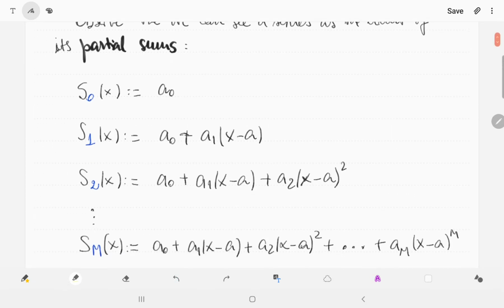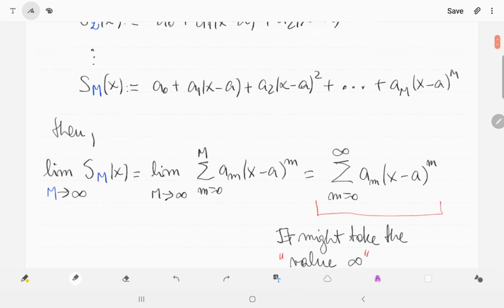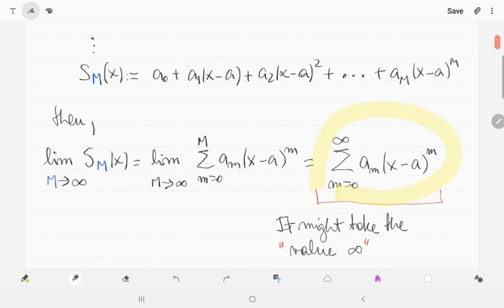Then we can compute the next one. We sum until m equal 2, and so on and so on. So for each capital M, we have this expression where we add all the powers 0, 1, 2 until capital M. So these are called the partial sums of the series. So this power series is just the limit, as M goes to infinity, of these partial sums.